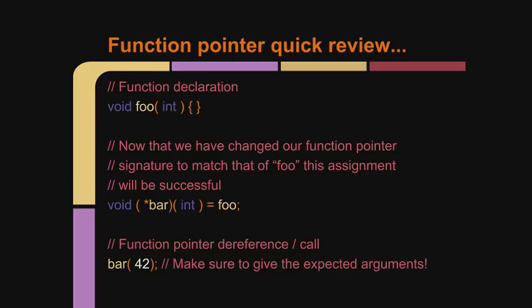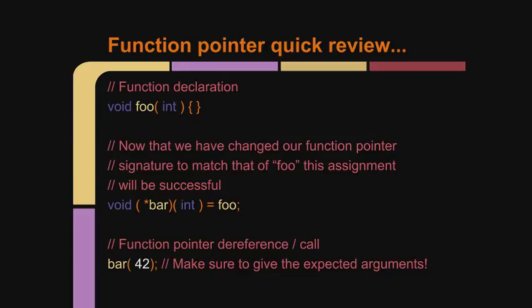Here on the last slide, we've made that very minor adjustment to the last line, in that now when we dereference the bar function pointer and call foo, we're actually passing it the expected integer argument. So everything should compile and work now.